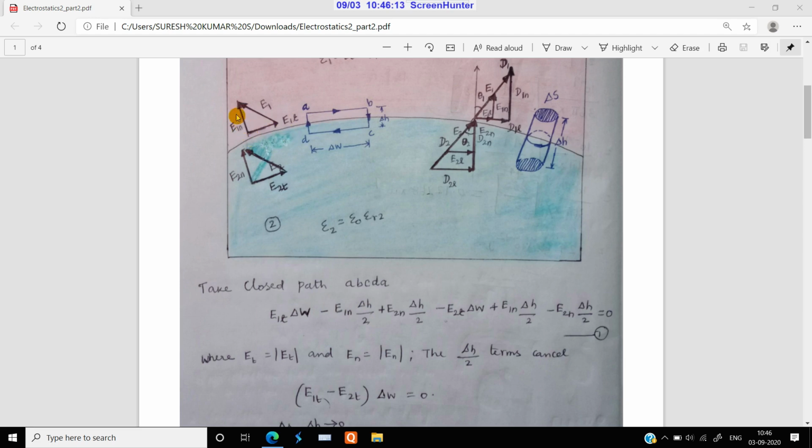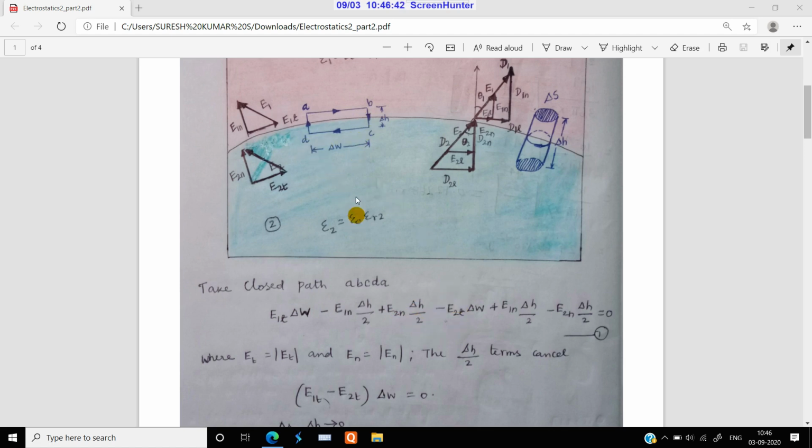Since this particular E1 is directed upwards, and we are having this particular B to C in the downward direction, we will be notifying it as a minus. So minus E1N del H by 2 plus this E2N del H by 2.